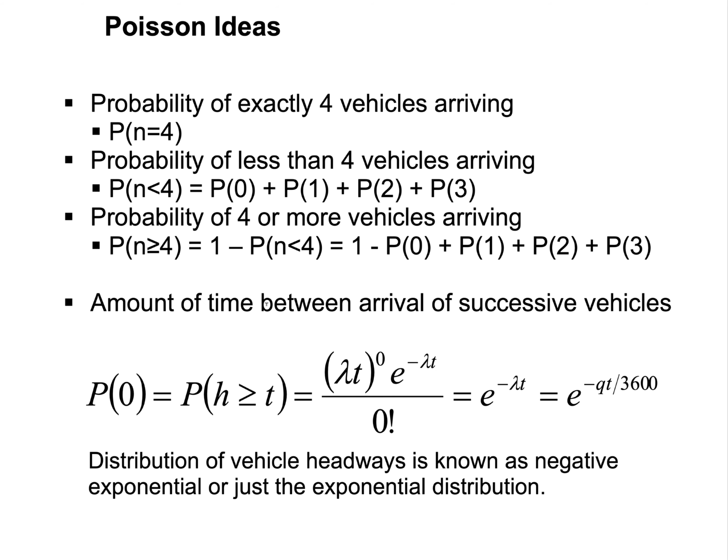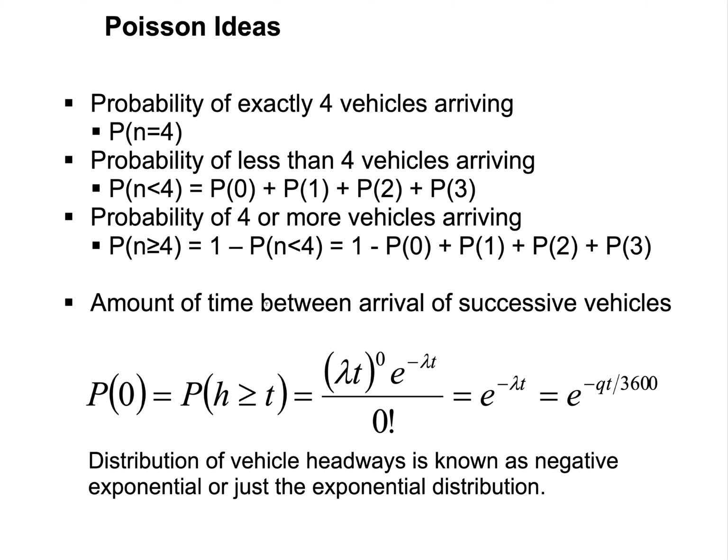So the probability of exactly 4 vehicles arriving is p of n equals 4. Probability of less than 4 vehicles arriving is p of n less than 4. That's p of 0 plus p of 1 plus p of 2 plus p of 3. And just like we did before in the example, the probability of n greater than or equal to 4 is 1 minus the probability of n less than 4, which is 1 minus (p0 plus p1 plus p2 plus p3).